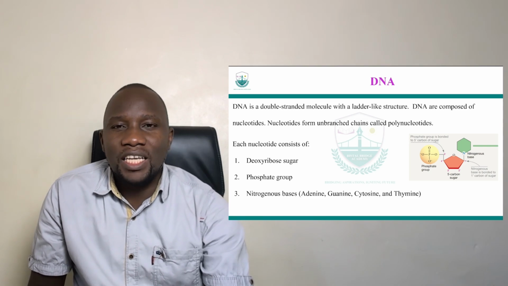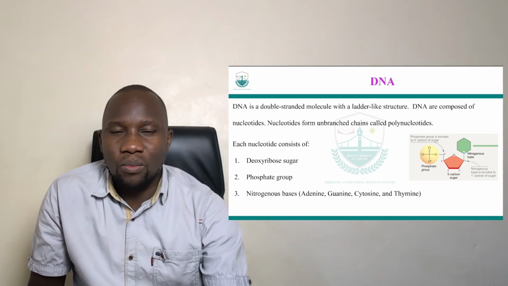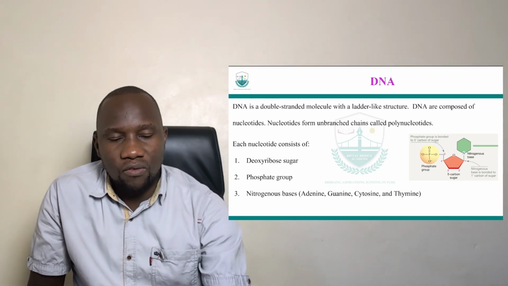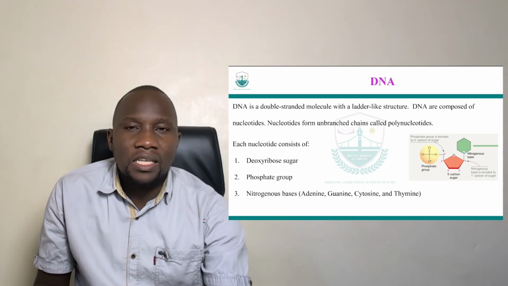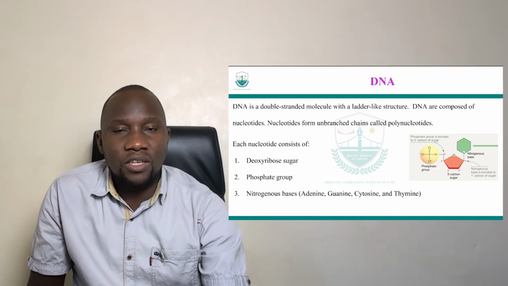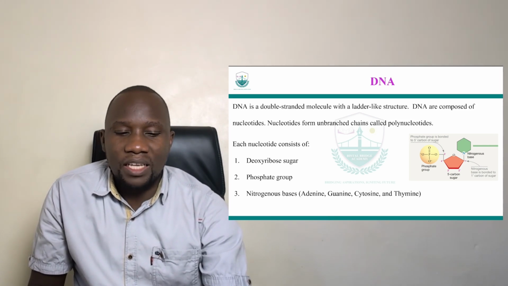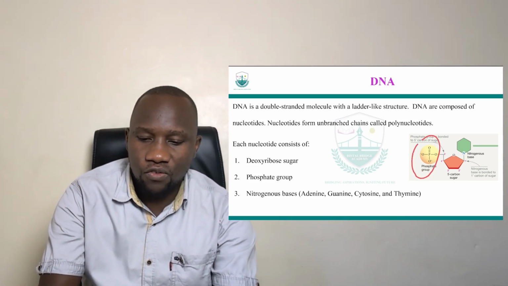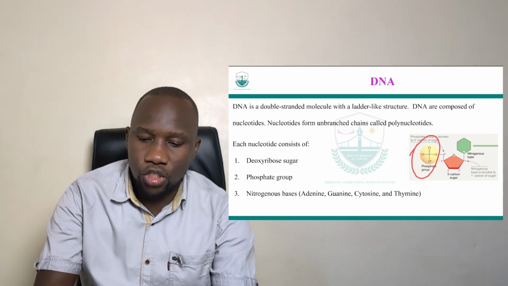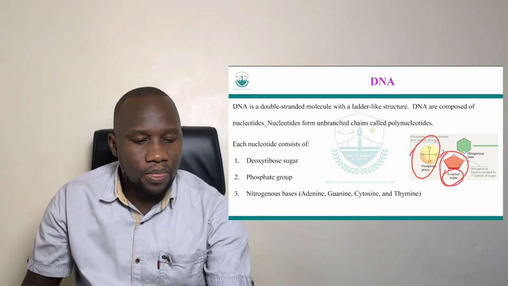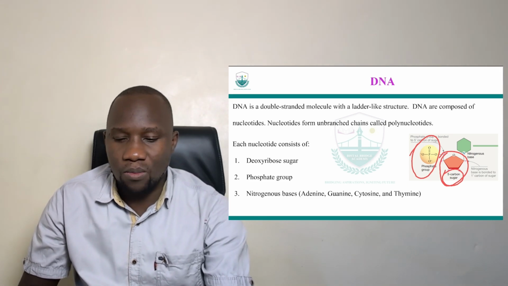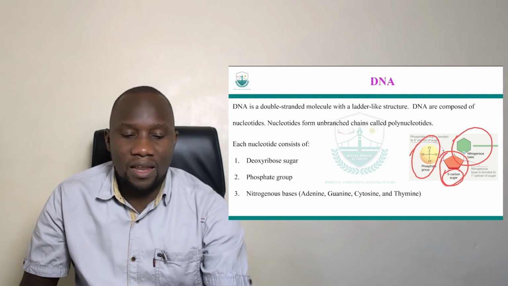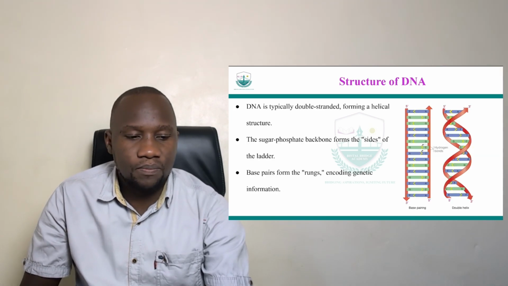So for the DNA, each of these nucleotides is composed of three components. That is the deoxyribose sugar, the phosphate group, and the nitrogenous bases. And the nitrogenous bases are adenine, cytosine, guanine, and thymine in the DNA. In our diagram, we have the phosphate group, that is one of the components. We have the sugar, which is a 5-carbon sugar. So deoxyribose sugar is a 5-carbon sugar, and then a nitrogenous base, which can be either adenine, guanine, cytosine, or thymine.